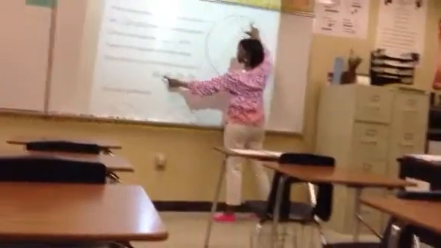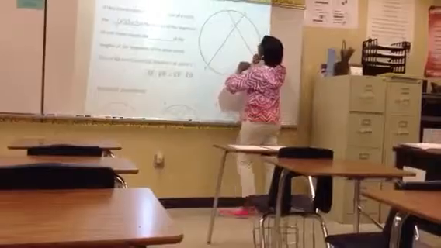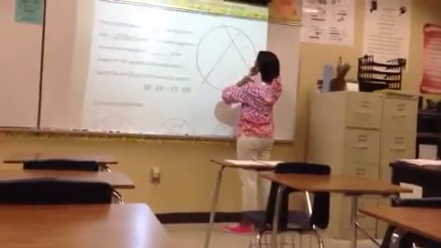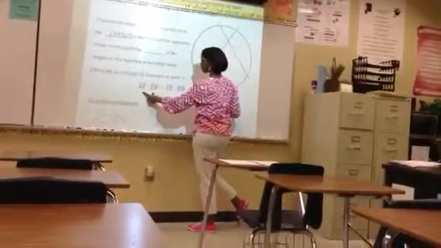So we're looking at one chord, segment AB. This chord is divided into two smaller segments. One of those segments is segment AE, and the other is segment EB. So we want to find the product of those two segments. So we multiply this measure times this measure, as you can see here on your worksheet.